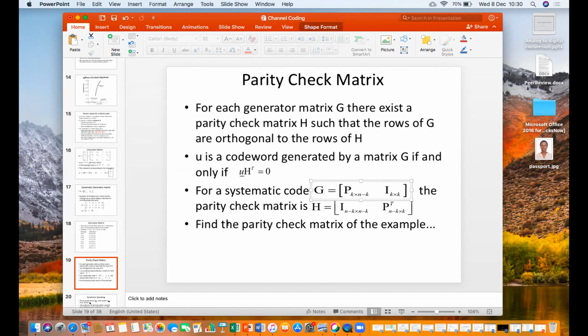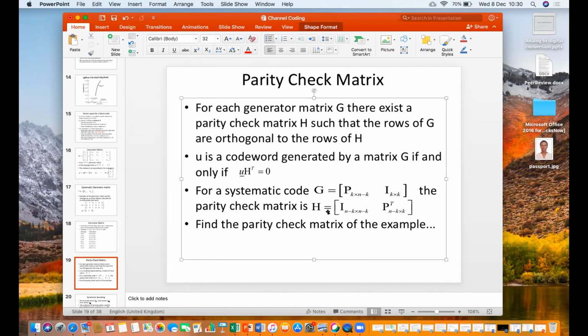Okay, so I think that is good. And this is how you find the parity check matrix. If this is your generator matrix, this is how we find the parity check matrix.